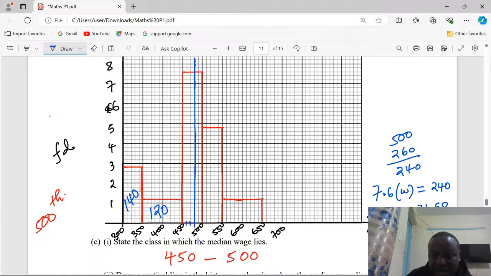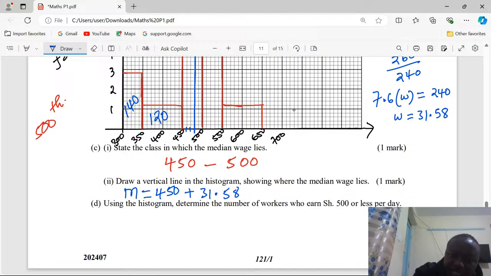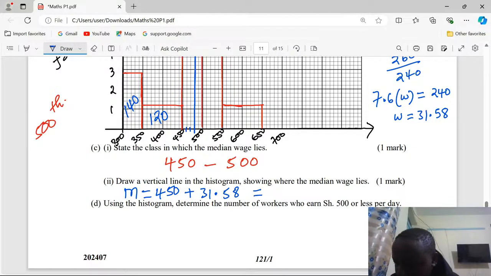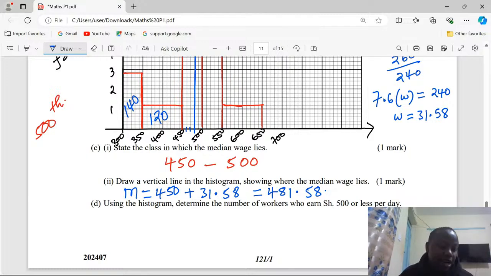If that is the line showing the median, and we are just showing where it lies, remember we are through with that. But the median itself, if we were told to determine it, then it will be 450. Remember, from 450, we have added 31.58. So the median is going to be 481.58. The same median can also be calculated using the median formula.